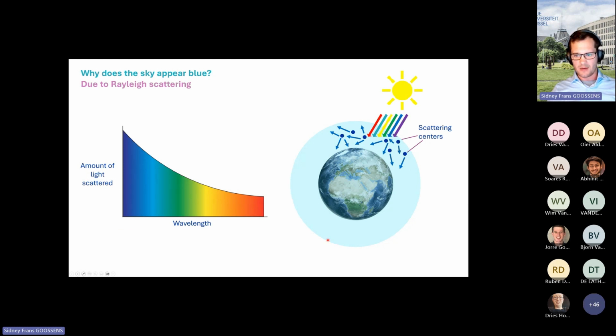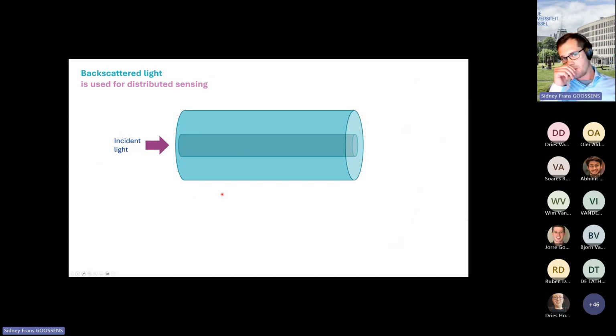So if you look in any direction except for at the sun, you will see that blue light because it is scattered by the particles in the atmosphere. And that's exactly the principle that we will use here in distributed optical fiber sensing.